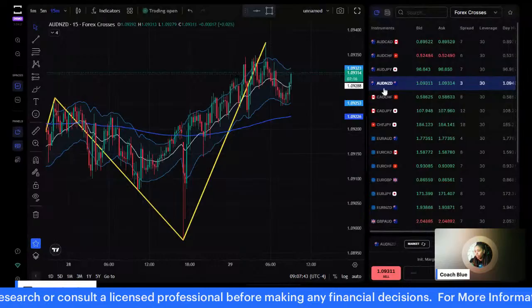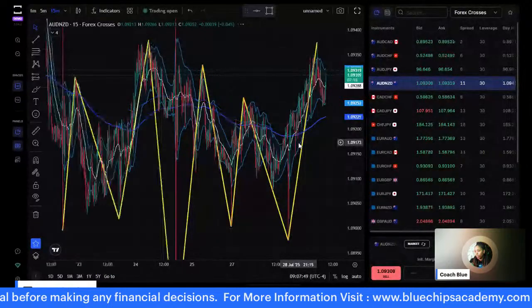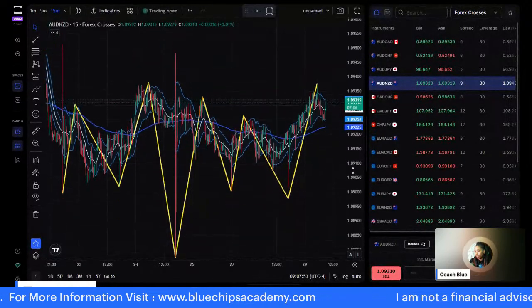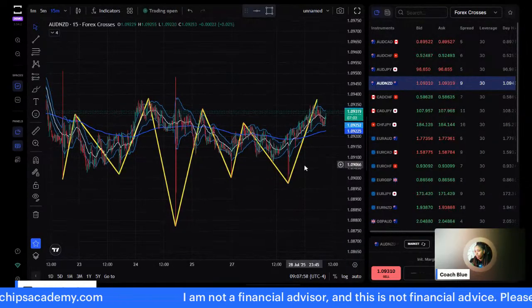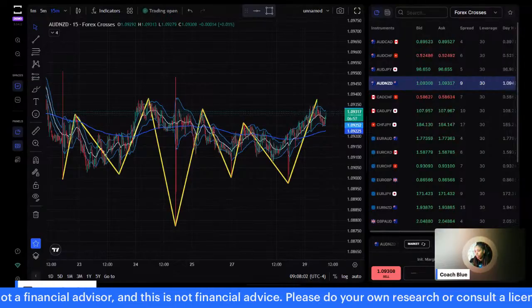All right, so AUD, the 200 is moving sideways. So let's talk about this real quick, because when the 200 is moving sideways, there's still opportunity. Okay. But we want to see those key levels.